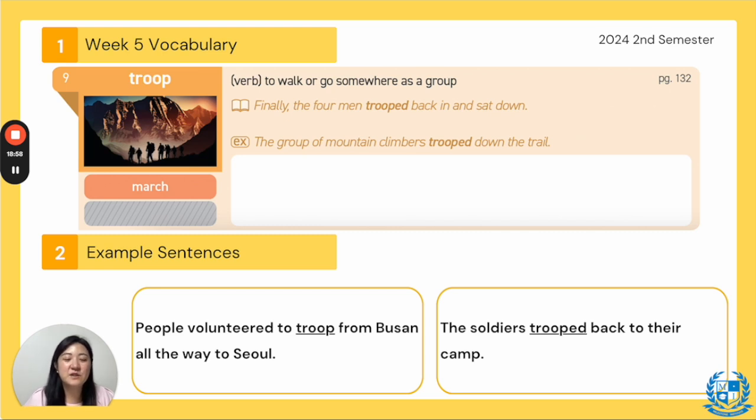Next one, it says the soldiers trooped back to their camp. So after or during the war, maybe they went back to their camp and they all walked together. But instead of saying walk, using a word like troop makes us visualize a picture of these actual soldiers trooping instead of just saying walking.